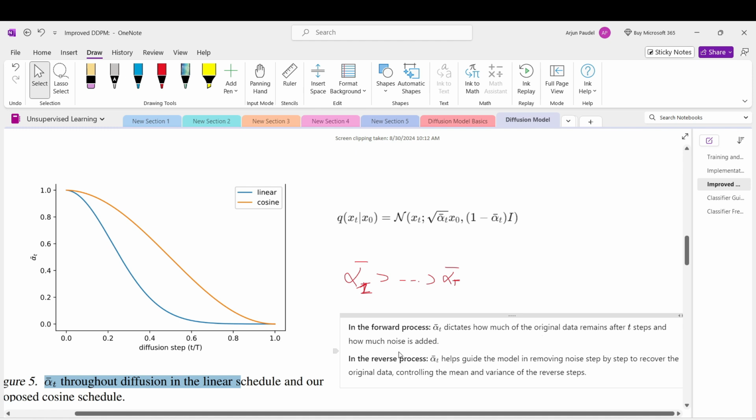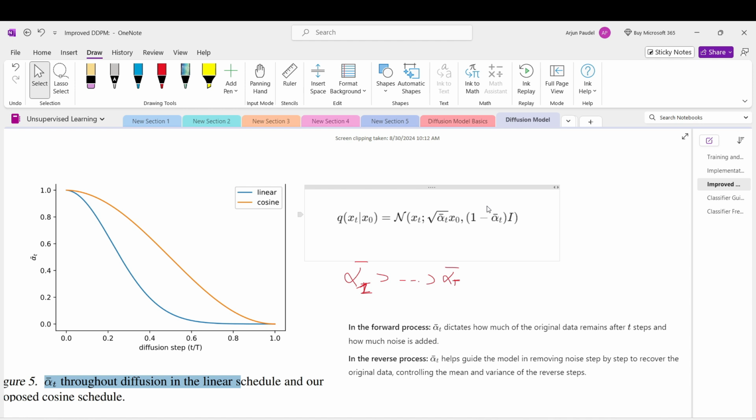And in the reverse process, this is our variance part. As the t value becomes much higher, say t becomes 100, the final step, this approximates to 0 and the variance of the distribution approximates to 1, which is a normal distribution, which is what you want. In the reverse process, this alpha bar t helps the model in removing the noise step by step to recover the original data, controlling the mean and the variances of the reverse steps.